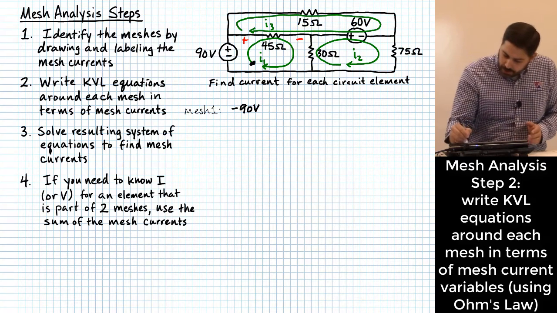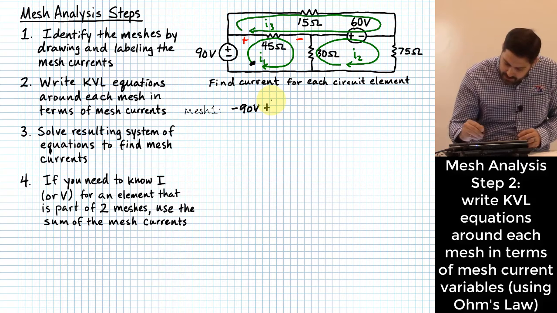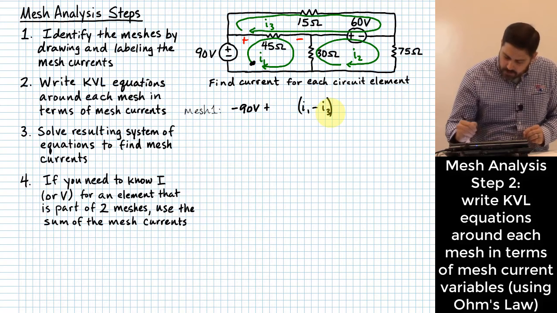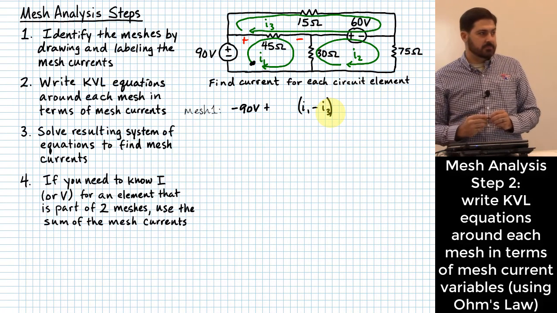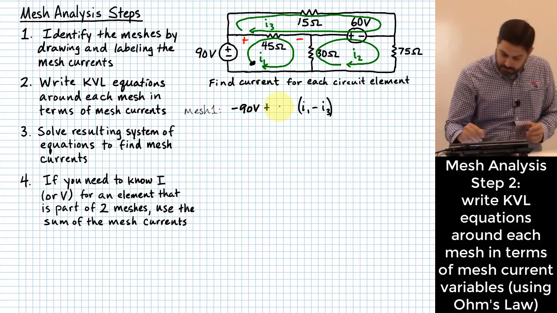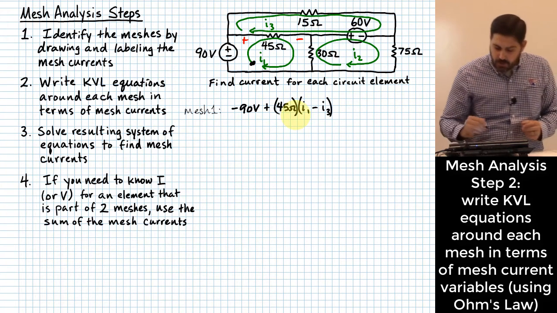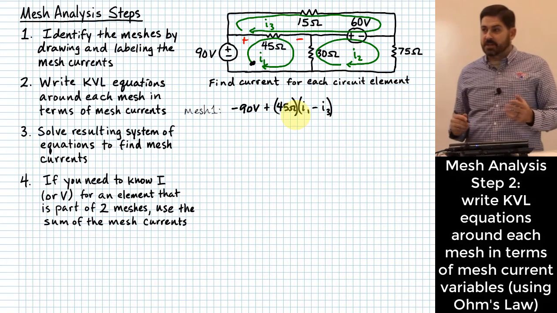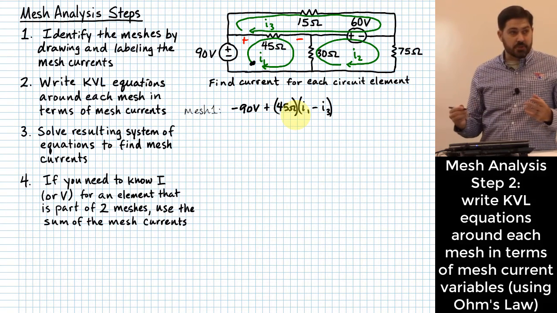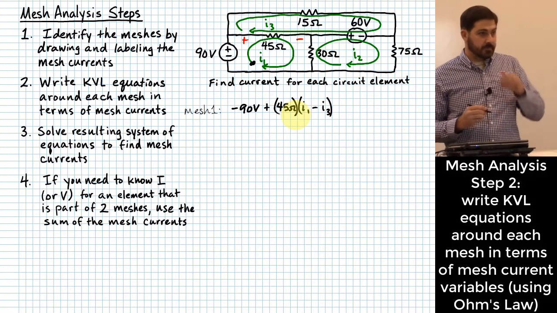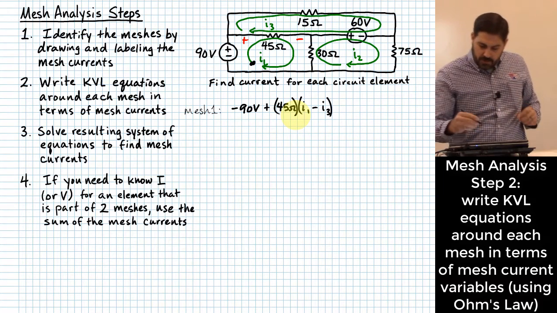Okay, so what I'll do here then is add I1 minus I3. But that's a current, and I can't just add that to a voltage, right? What do I need to multiply it by? 45 ohms. Ohms times current is going to give you volts, so I can add that to my voltage sum, right? Okay, then where do we go?